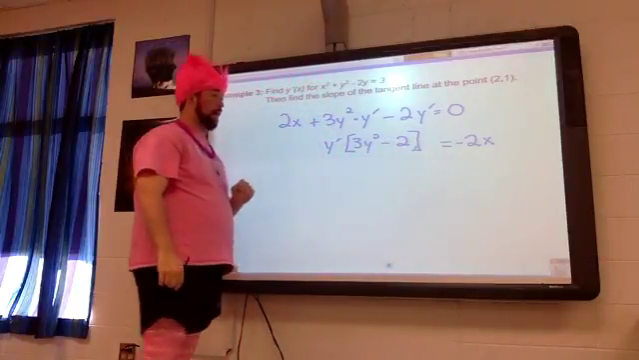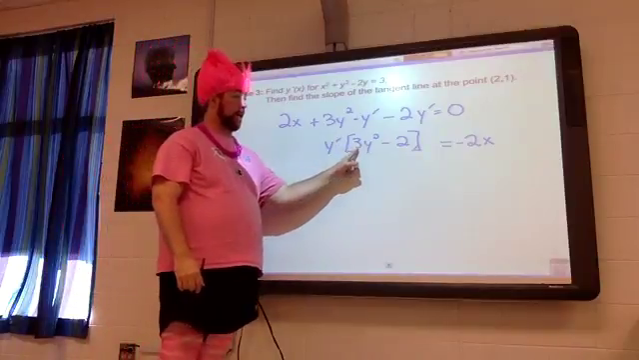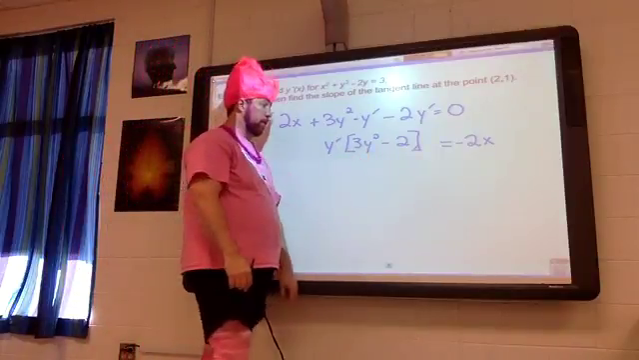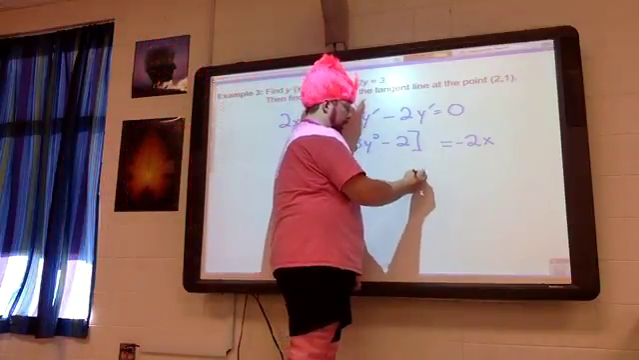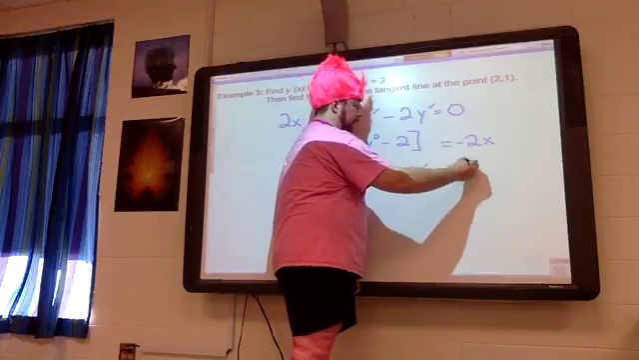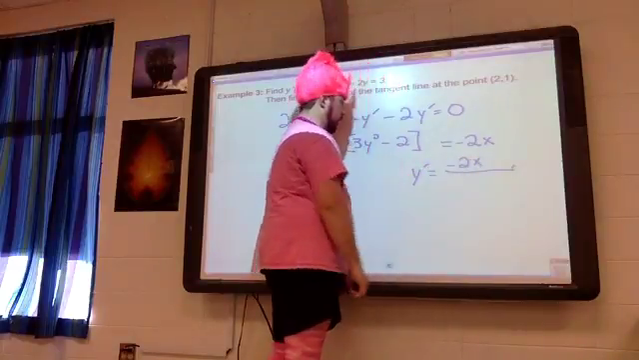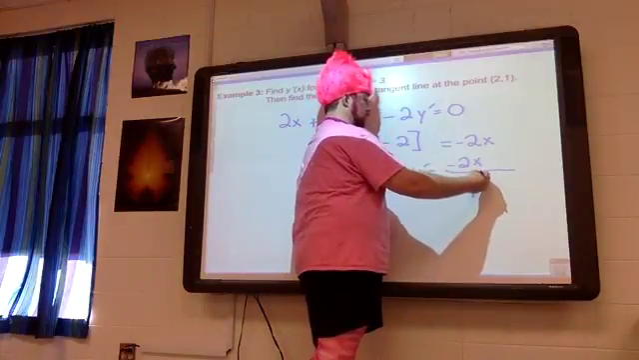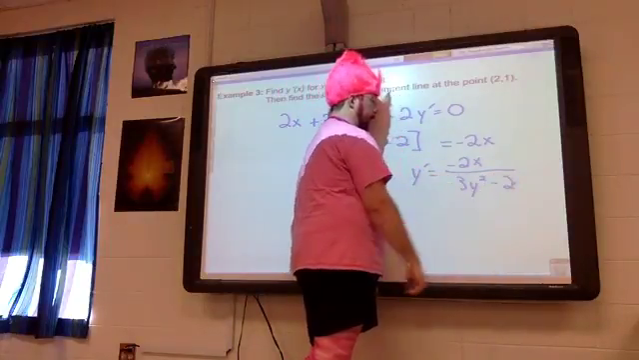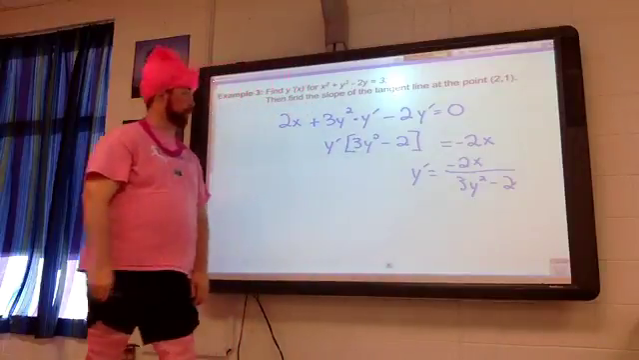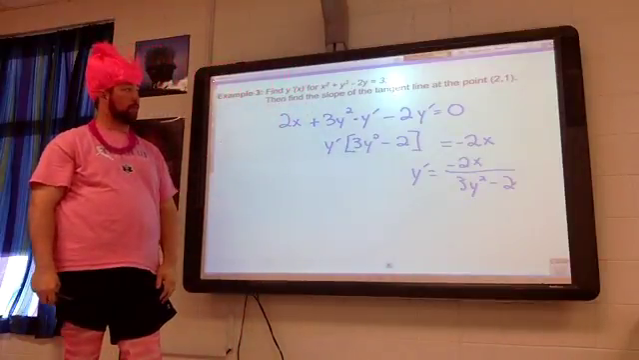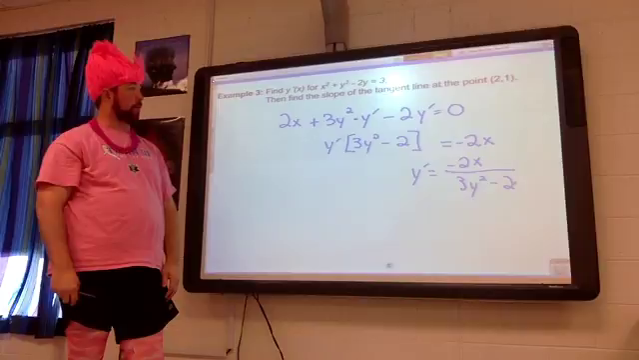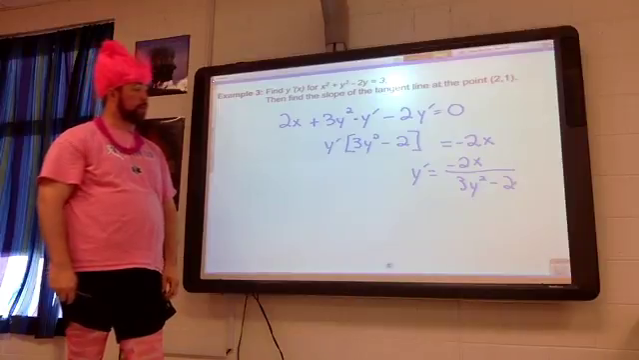And then to find what y prime is, I divide over to the other side. So y prime is equal to negative 2x over 3y squared minus 2. And that is your y prime of x. For the second part, find the slope of the tangent line at the point (2, 1).